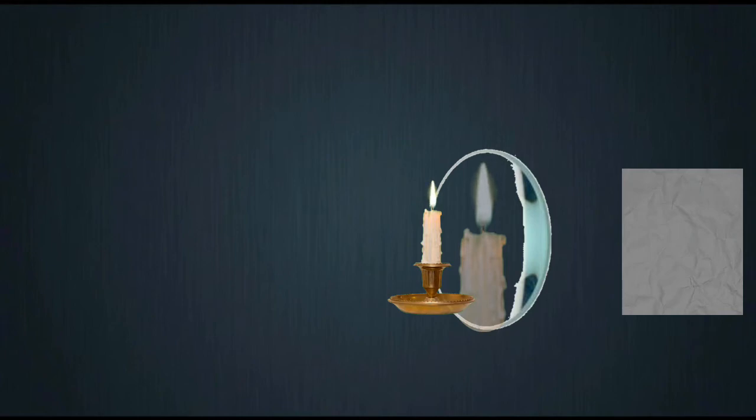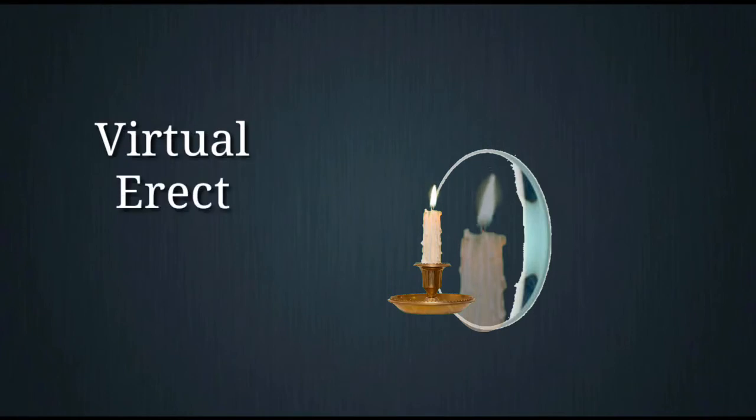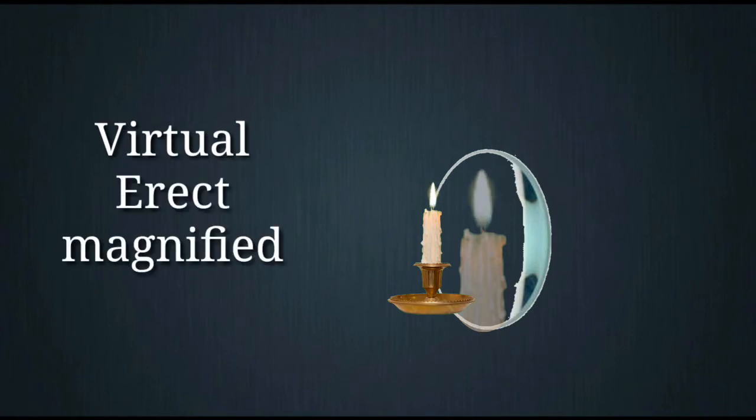So here you can see that the image is magnified, and not only magnified, the image is erect now. That means same side up and same side down. So we have seen that if we bring the object just near to the convex lens, the image formed by the convex lens is virtual, erect and magnified.